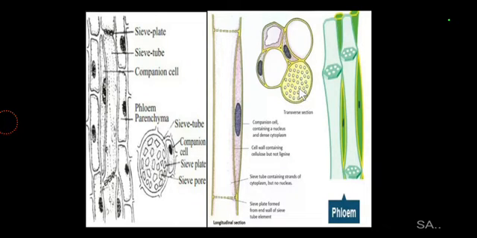So I hope that you understood about the complex permanent tissues, and these were the xylem and the phloem. I discussed their structure, their composition basically, and their functioning.